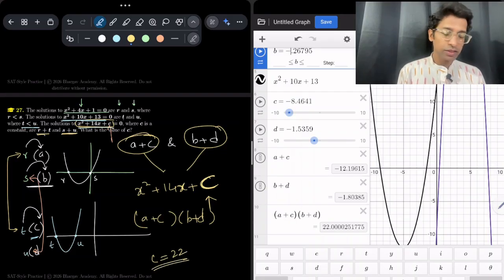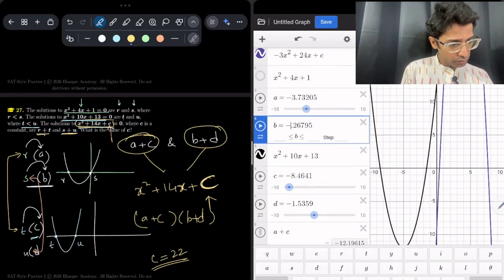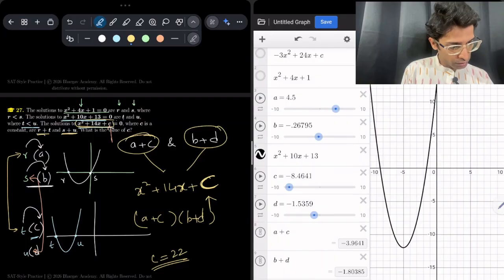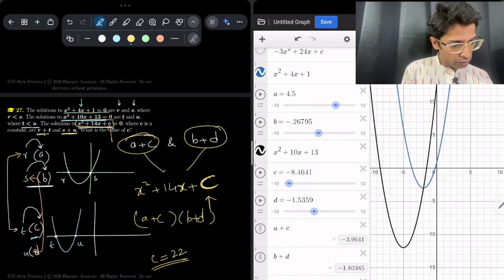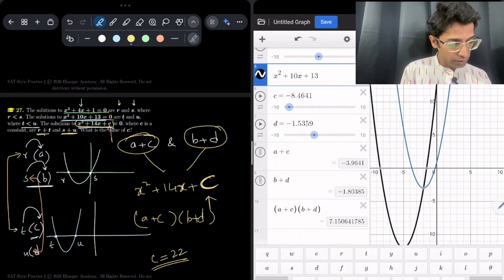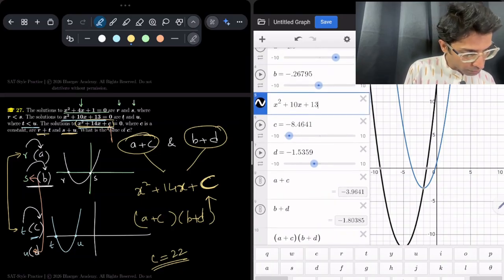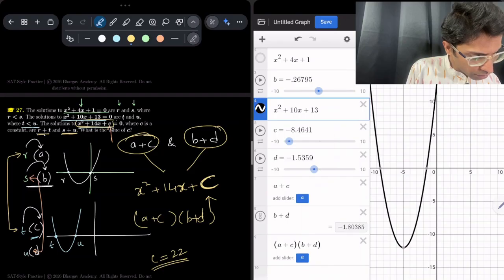If you try to do this in the algebraic way, it's going to take away all of your time. So don't do that. So what did we do here? We have substituted the first equation, found out the values of its roots, and then typed the second equation, found out the roots, then we have done a plus c and b plus d, we have multiplied them, we have got the answer. Alright, so we'll go to the next problem.